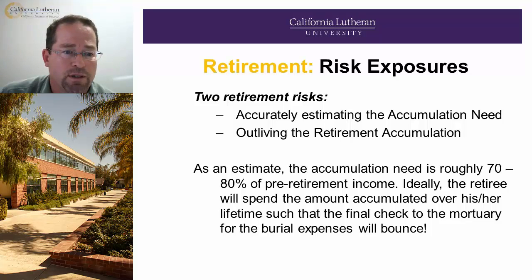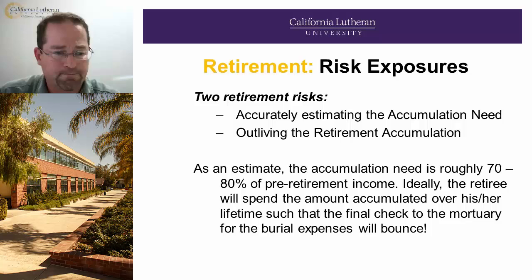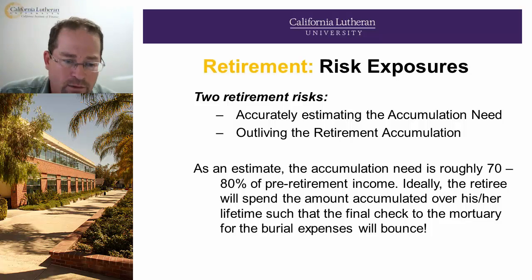Other retirement risk exposures: accurately estimating the accumulation need during the working years, and outliving retirement accumulation. The concept of sustainable withdrawals in retirement is not mentioned here, but that is one dealing with that second bullet point of outliving the retirement accumulation. There are many topics and many articles on it, and I encourage you to research on your own. As an estimate, the accumulation need is roughly 70-80% of pre-retirement income. Ideally, the retiree will spend the amount accumulated over their lifetime such that the final check to the mortuary for the burial expenses will bounce.